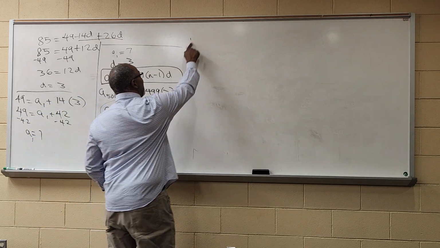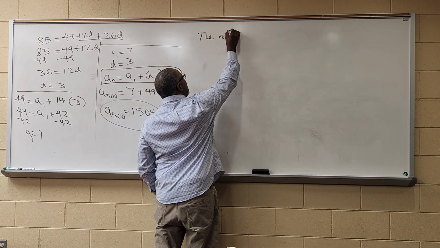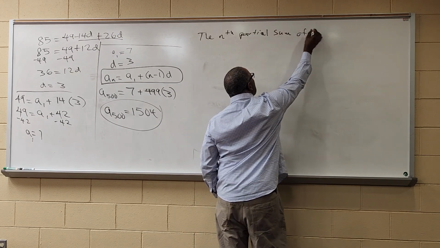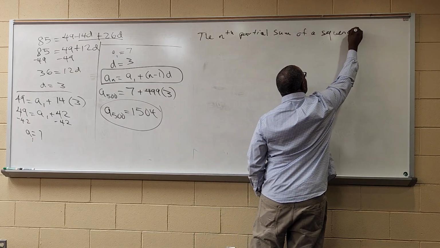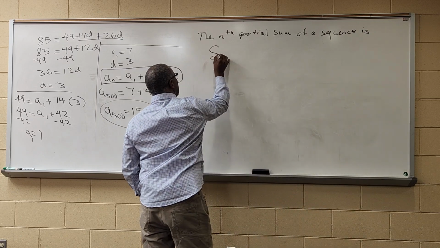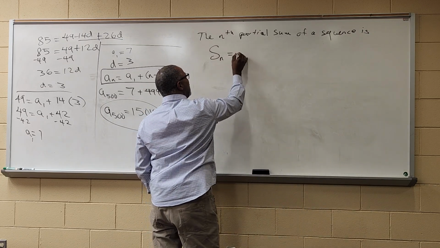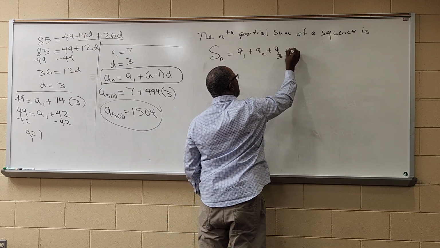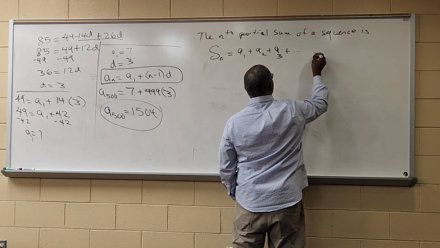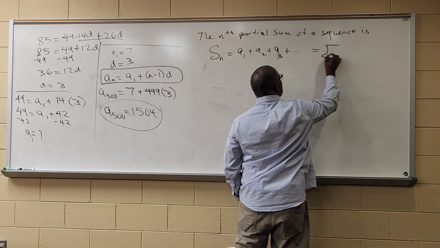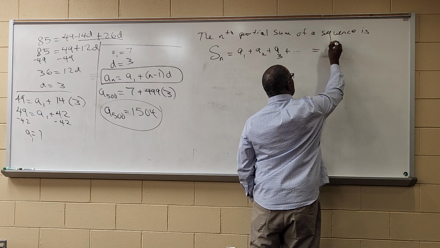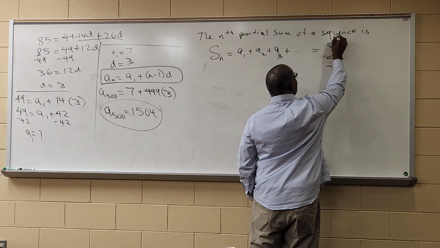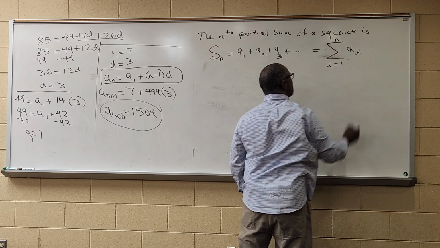Well, now we want to talk about the nth partial sum. The nth partial sum of a sequence, the way we're going to write it, is S sub n. What it means is A1 plus A2 plus A3 plus dot, dot, dot. Add them all up. And the way I'm going to write this is I'm going to use this summation symbol. You'll see this in your book. Sum i equals 1 up to n of Ai.